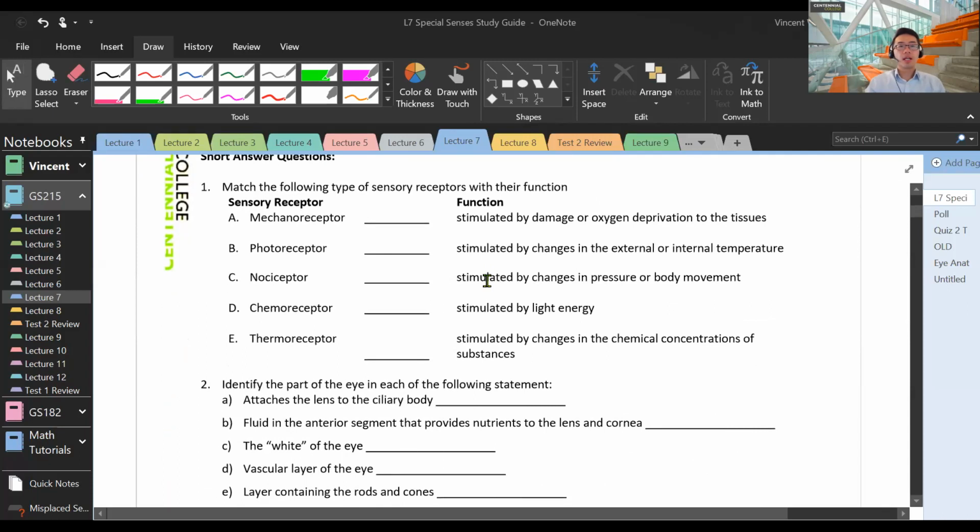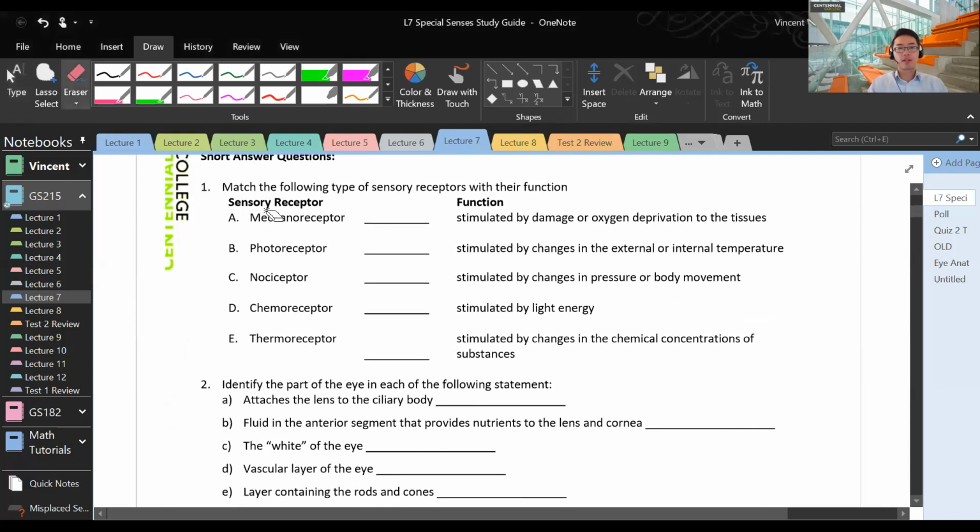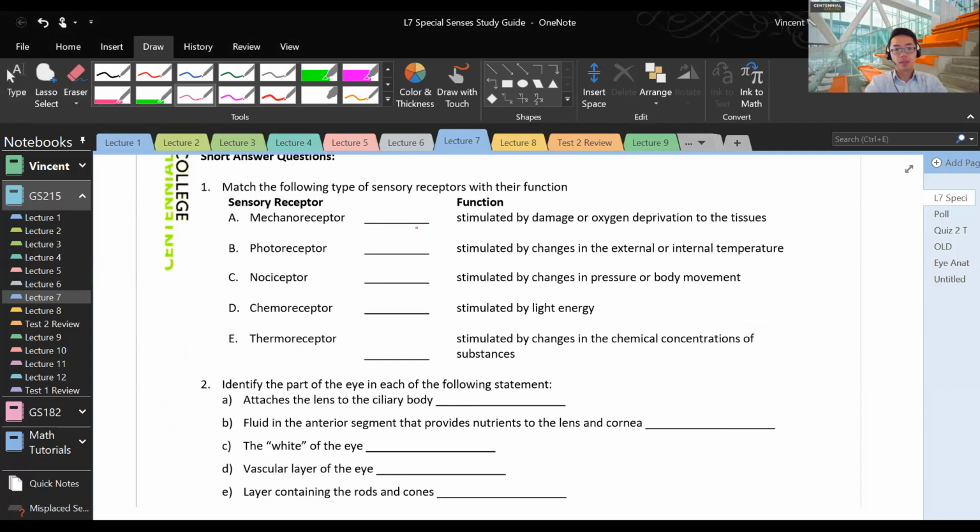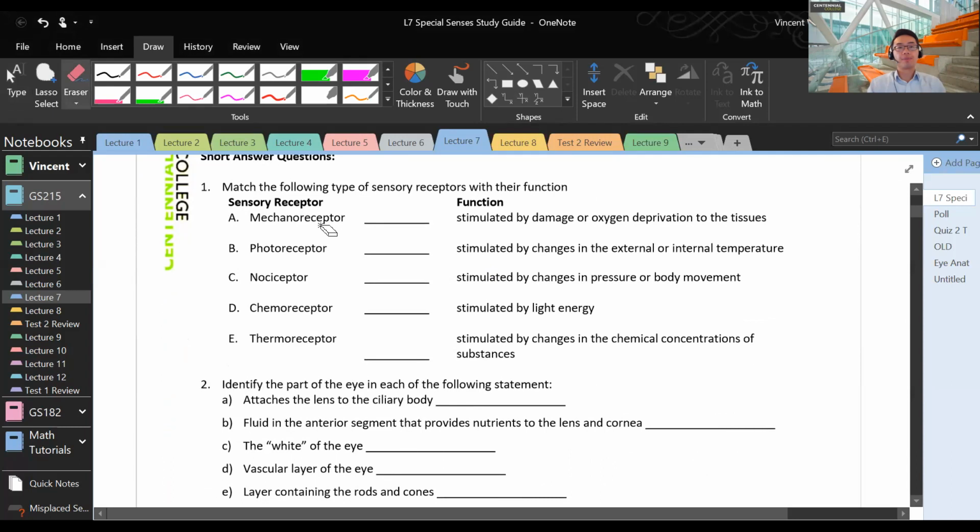Okay, here, first one. We have different types of sensory receptors on the body, and the sensory receptors are designed to detect a particular type of stimulus. So, for example, mechanoreceptors are going to be stimulated by changes in pressure or body movement. So that's going to be right here, A.